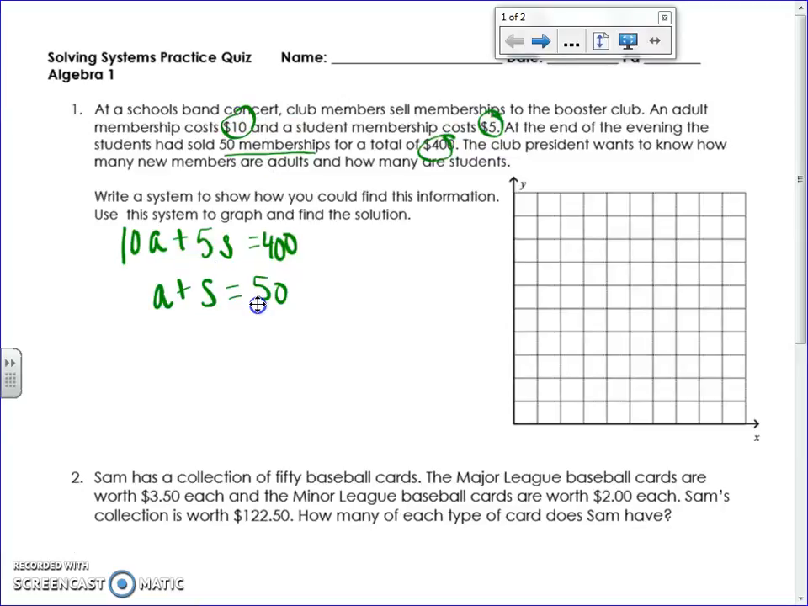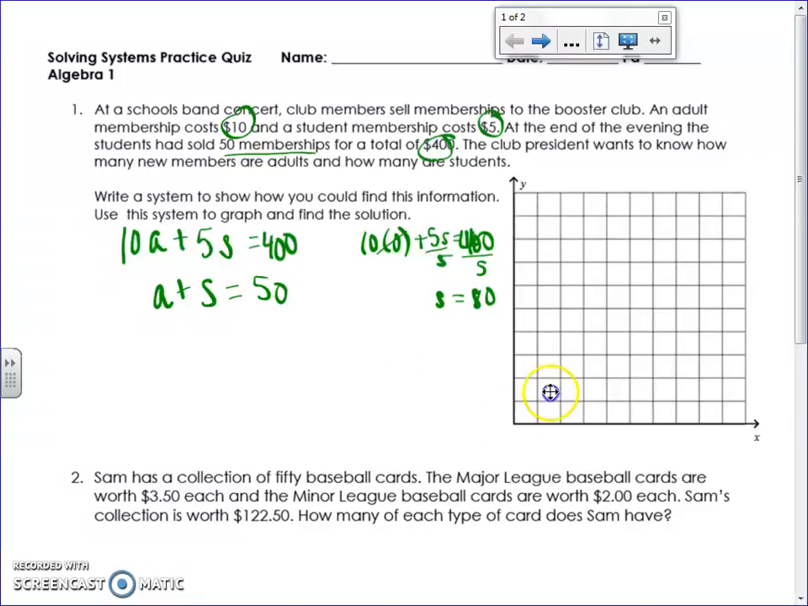So there's two ways that you can do this. One, you can find the intercepts of these two graphs and graph them on here, or you can go ahead and solve with substitution and then graph it afterward. I'm going to use the intercept method so I can graph these lines. So for this first one, I'm going to plug in 0 for A. When I do that, I get 5S equals 400. When I divide both sides by 5, I get S equals 80. Okay, so that's when my adults are 0, my students are 80.